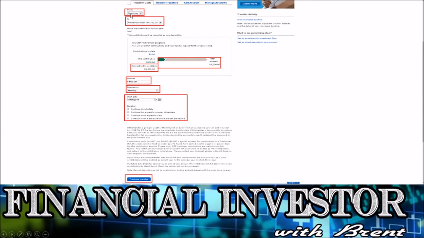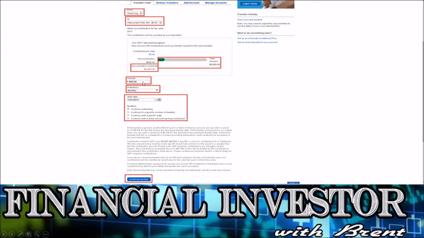Now I have the option to withdraw from my checking account or whatever account you want to add into your Merrill Edge account. So I selected from my checking, I selected which account I wanted to fund, which is my Roth IRA. It then showed me my information for my Roth IRA. So I can contribute up to $5,500 per year, and my contributions to date were zero.